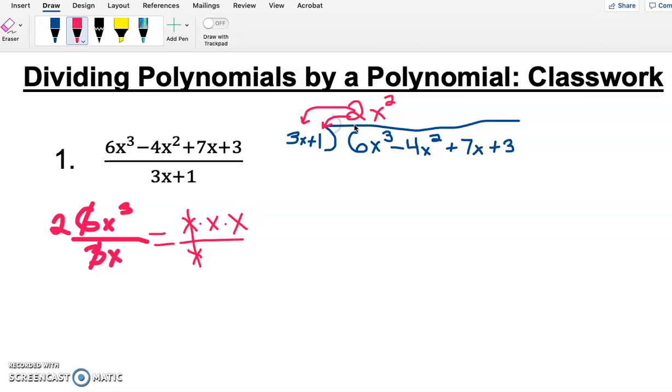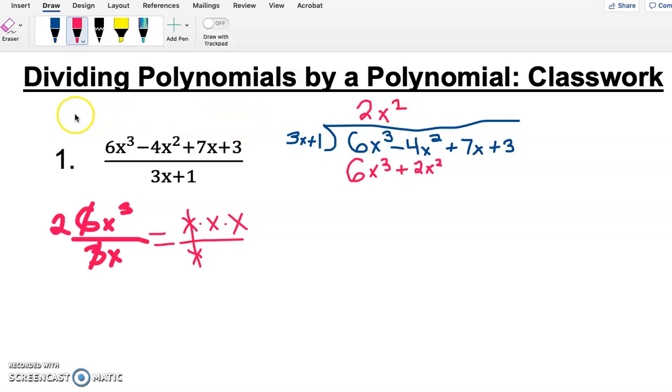Okay, so our next step is to multiply it out. So 2x squared times 3x, well, that gives us 6x cubed, which is what we expect, or what we want. And then I have to multiply 2x squared times the 1. And that is just a positive 2x squared.